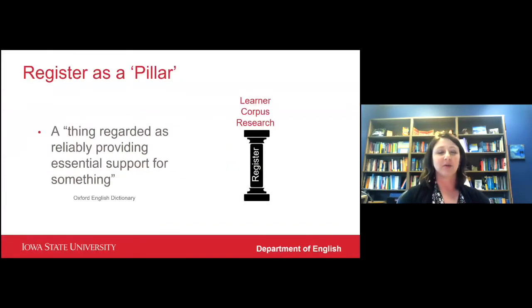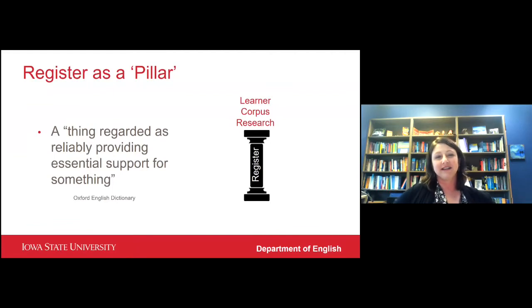And as I started to prepare for today, I was thinking about this idea of register as a pillar, this metaphor of register as a pillar. It came really naturally to me, and I started to think about why. So why do I see register as a pillar of learner corpus research?